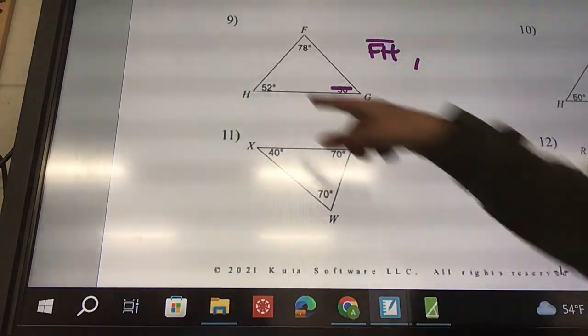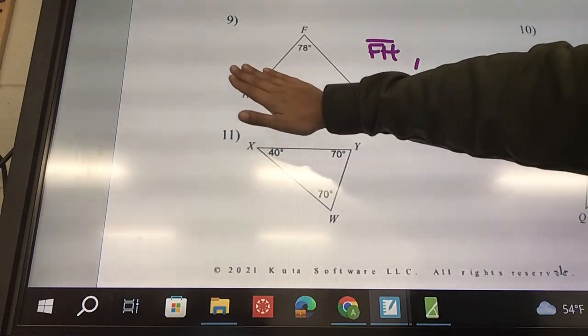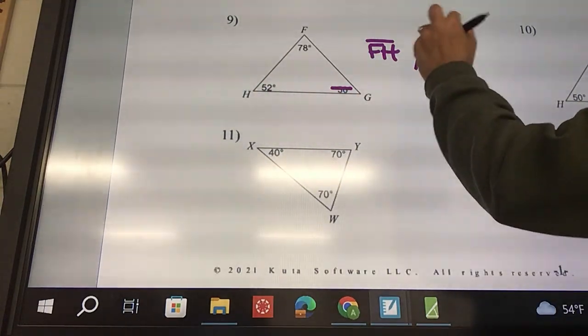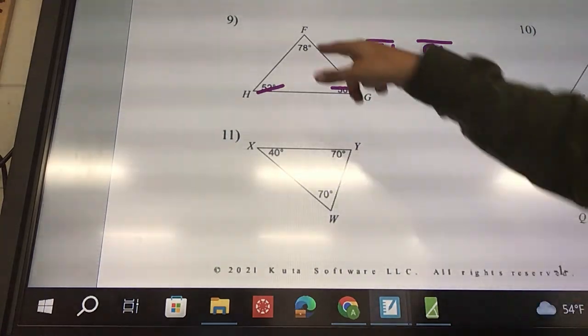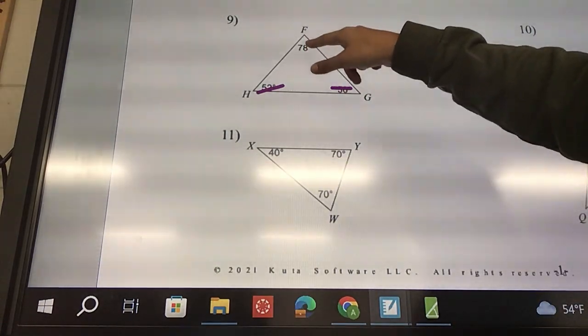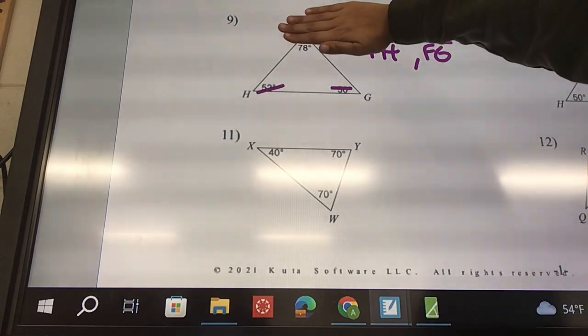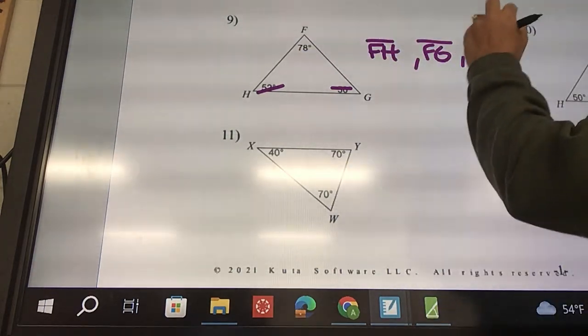The next biggest one is 52. So I could cover that one up, and I got FG left. That's the next longest side. And lastly, I got the 78, which is the largest. So if I cover that one up, I got HG left.